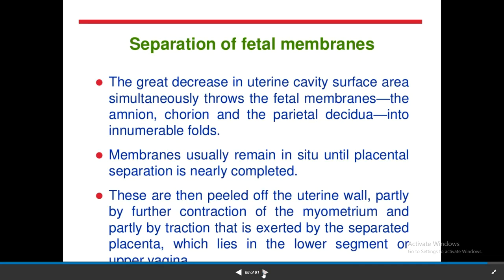Separation of the fetal membrane. The great decrease in uterine cavity surface area simultaneously throws the fetal membranes, the amnion, chorion, and the parietal decidua into innumerable folds. Membranes usually remain in situ until placental separation is nearly completed. These are then peeled off the uterine wall, partially by further contraction of the myometrium and partially by traction that is exerted by the separated placenta, which lies in the lower segment or upper vagina.